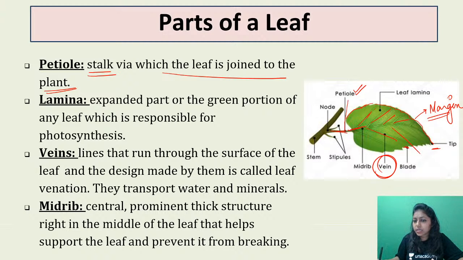All right. Then we have this midrib. You can see that this is a little thick line which is going in between the leaf. Now this is a center portion, this is a middle portion, and it is a little thick structure. It actually prevents the leaf from breaking down. So this supports the leaf. So that is called midrib. I hope I am clear.